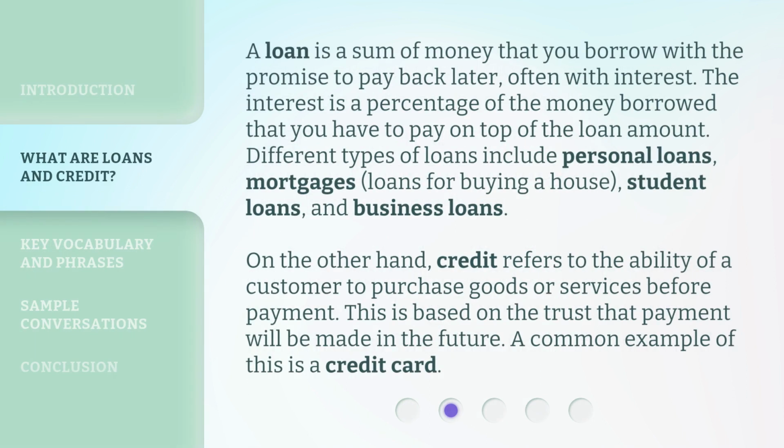A loan is a sum of money that you borrow with the promise to pay back later, often with interest. The interest is a percentage of the money borrowed that you have to pay on top of the loan amount. Different types of loans include personal loans, mortgages, loans for buying a house, student loans, and business loans.